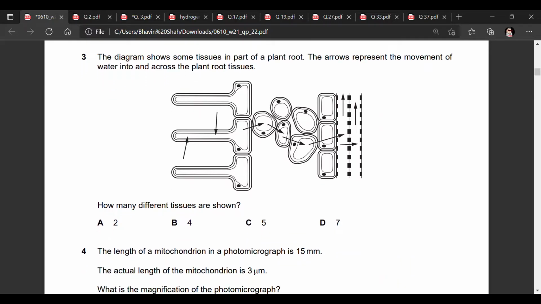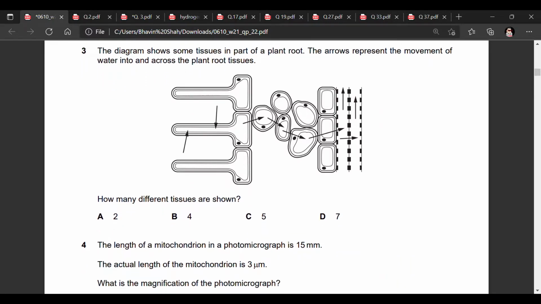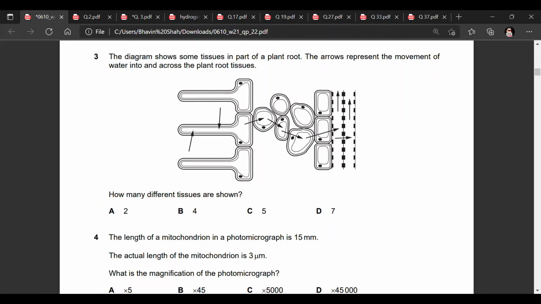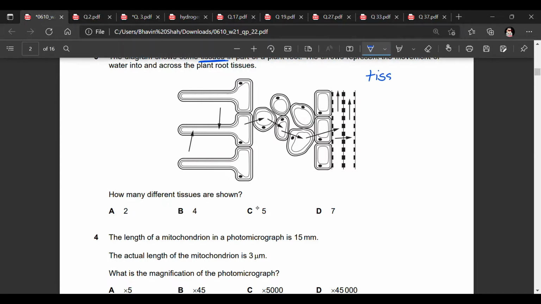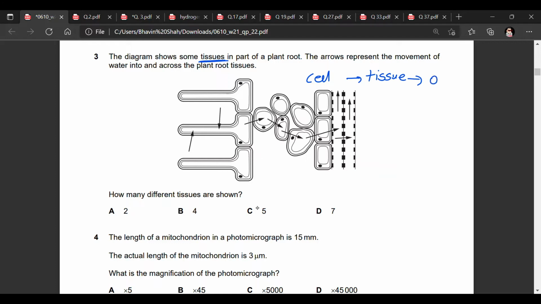Coming to the third question, the diagram shows some tissues in the parts of a plant root. So we are looking at the keyword over here, which is tissues. A tissue is made up of cells, and cells will merge to form tissue. Tissues will merge to form an organ. Organs will form the organ system. And we are looking at the final thing as an organism.